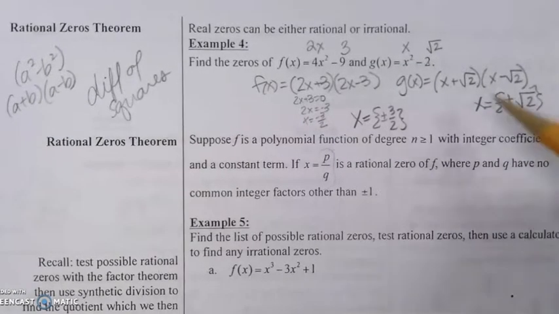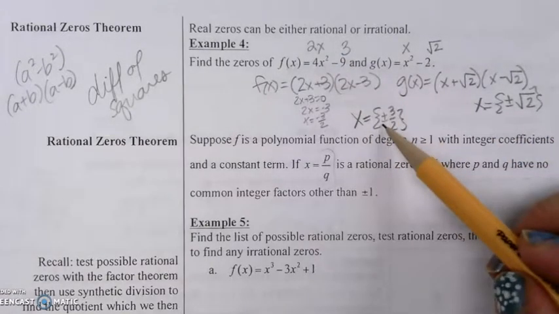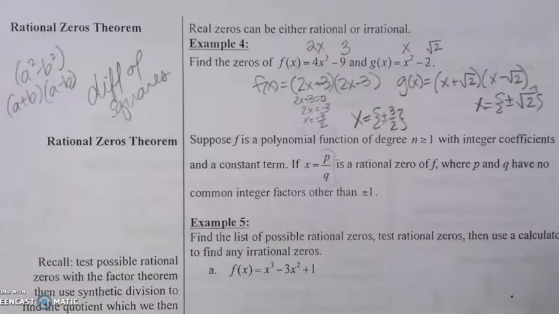The zeros for g of x are plus or minus the square root of 2. Okay, we had a degree 2 function with 2 solutions. Degree 2 function with 2 solutions. Okay, so how do I get a list of all of the possible solutions if I'm looking at a function?